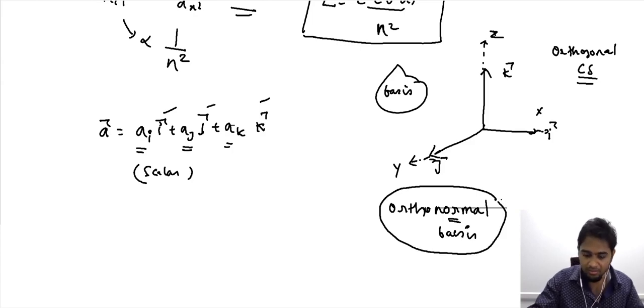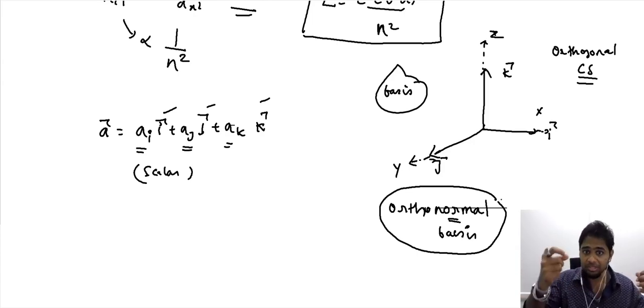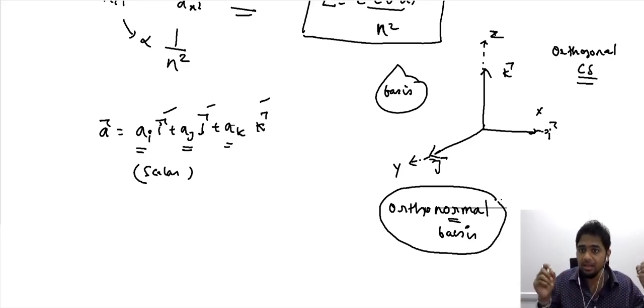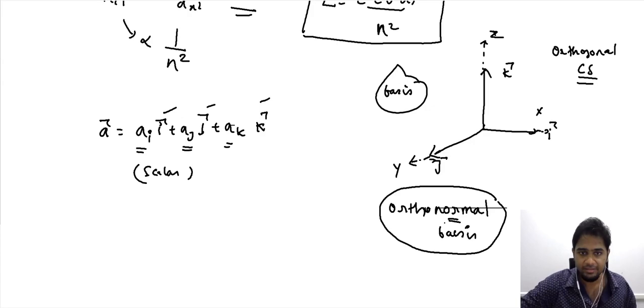So an orthogonal coordinate system, the orthogonal basis, does not ensure that the unit vectors that you are considering to represent a given vector are of unit length. Only when you state it is an orthonormal basis will we be able to understand that these vectors that are perpendicular to each other are of unit length.